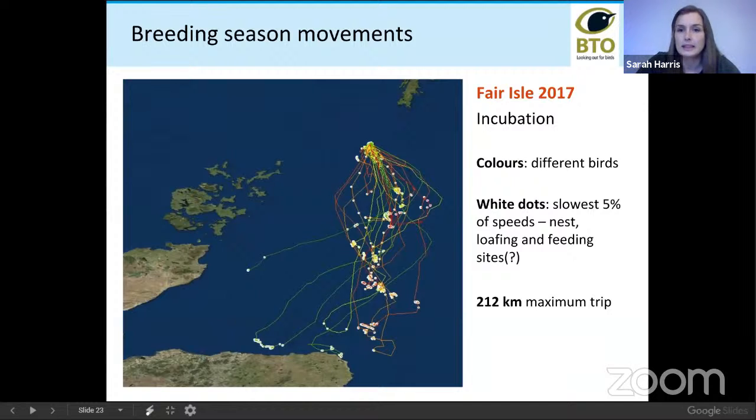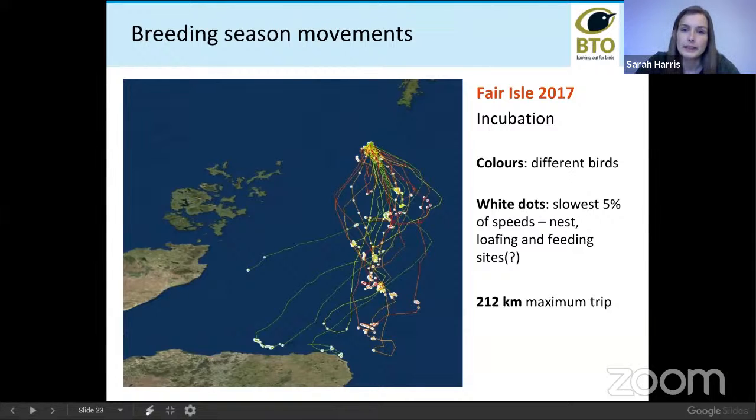We could also see during the incubation period here, this is 2017 on Faroe. You can see the different colour lines, the different birds. And we can also look at the speeds the bird's travelling at. So we're getting a fix about every 15 minutes. So we're seeing when the birds are hanging out in certain areas. And this could be very important to narrowing down where they like to kind of, it could be feeding sites, it could be loafing sites. So that's potentially quite important.